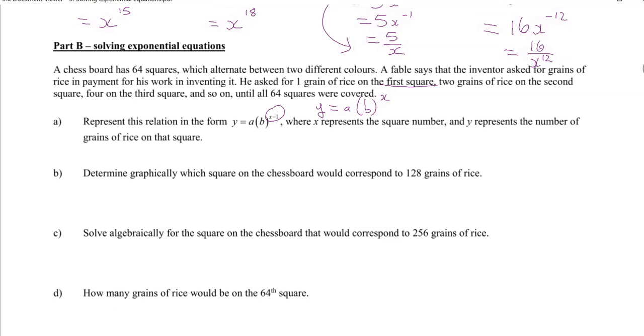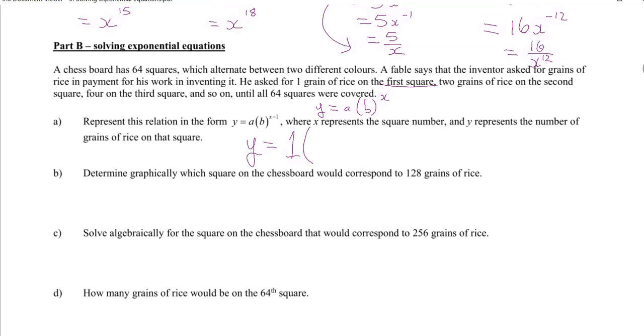So usually we write it as y is equal to a times b to the x, but our starting value occurs when x is 0. In this case, we're starting on the first square. So our starting x value is 1. So we subtract 1 from the square number to say, well, how many times have we doubled this thing? And a is our initial value, so it's 1 grain of rice.